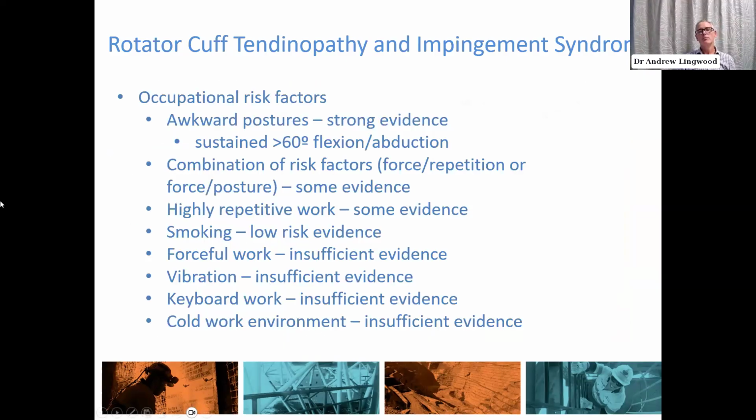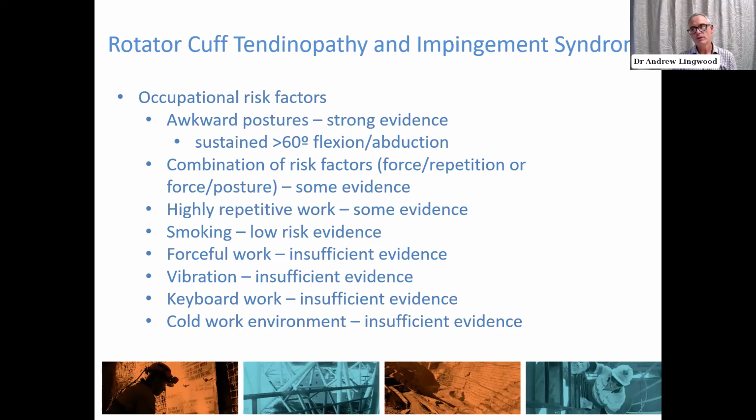So there again, a bunch of occupational risk factors, definite incontrovertible evidence that if people are doing sustained greater than 60 degrees or so of flexion and abduction, that is going to flare up this condition, particularly if you add in a bit of force and repetition to that as well. Smoking, again, I'm not quite sure why smoking is here. My apologies, that's an error. That should be on the next slide about non-occupational risk factors.